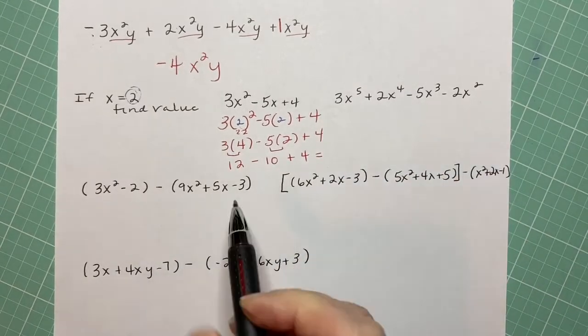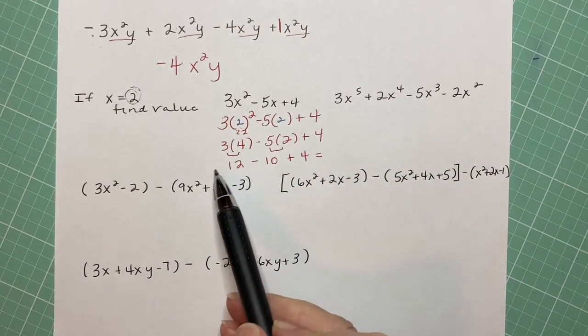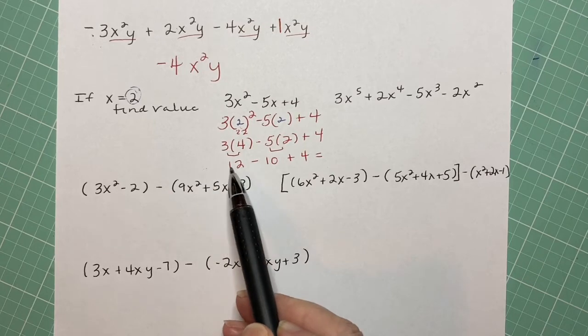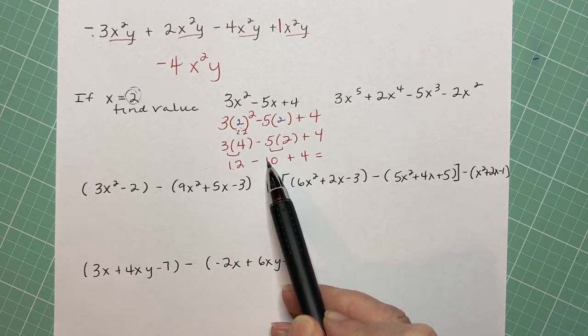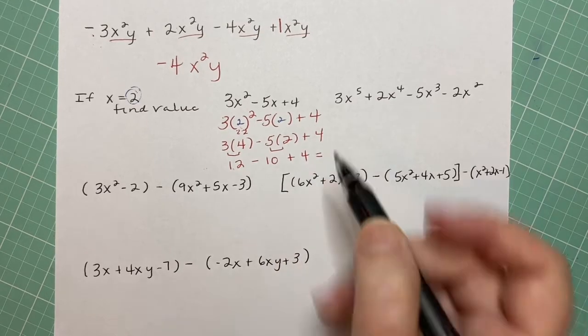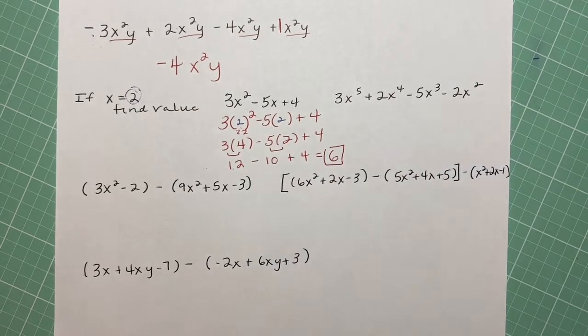Didn't leave myself enough room here, so I'll just write it to the side. And now remember, you add and subtract from left to right. So I start here and say 12 minus 10 is 2. 2 plus 4 is 6. And 6 is our final answer. So put parentheses in where there's an x, and then follow your order of operations.